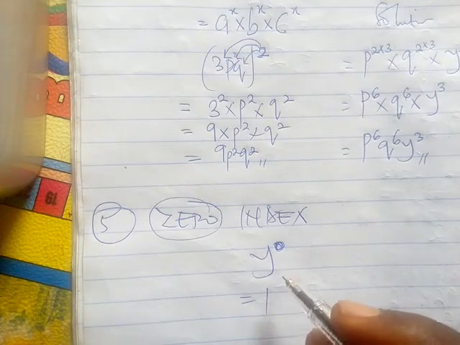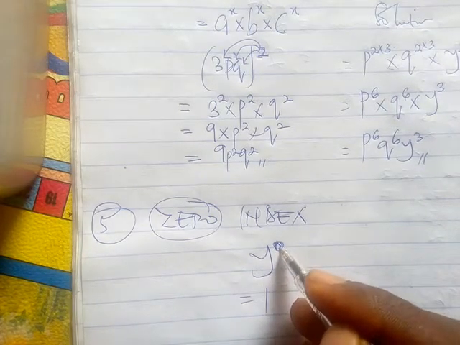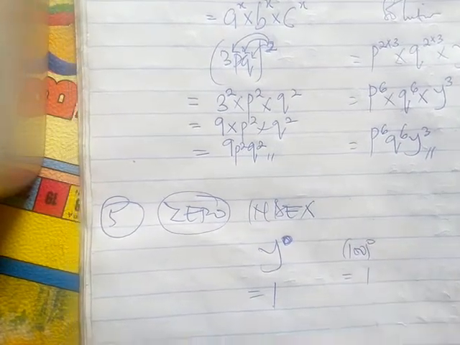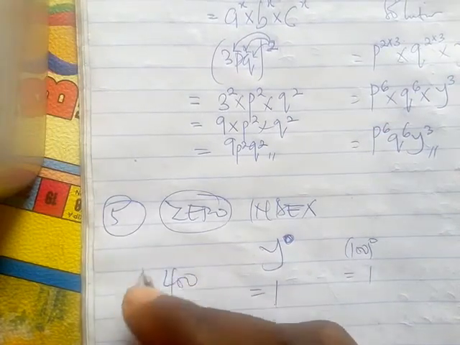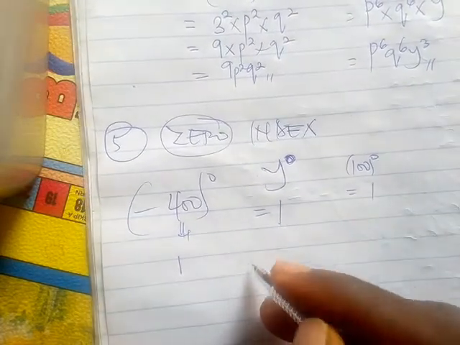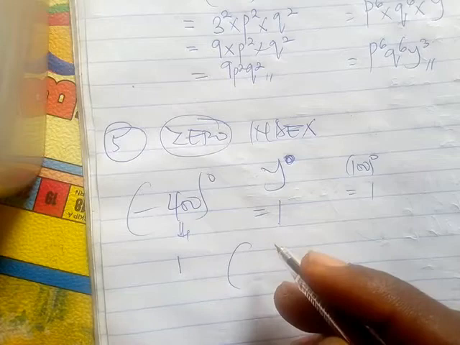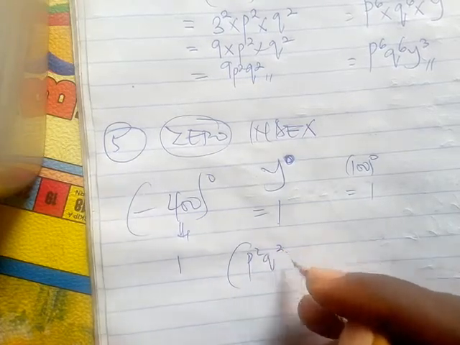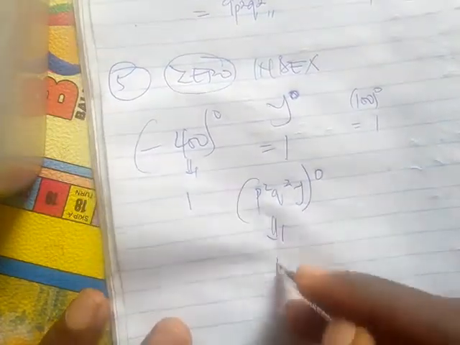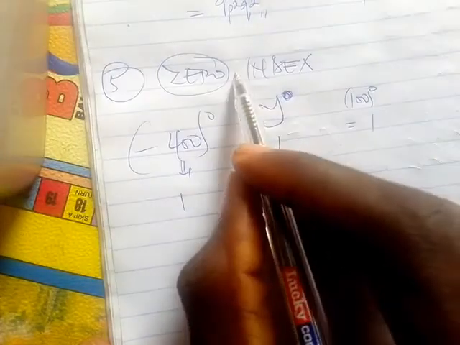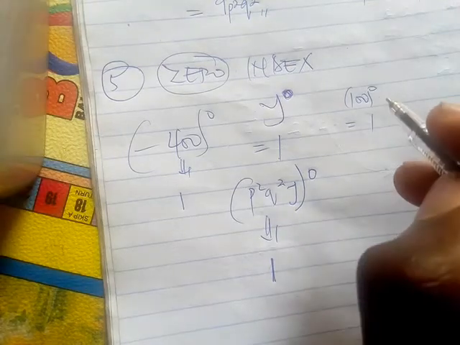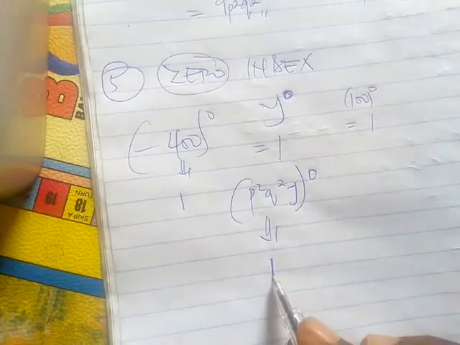So any number or variable raised to the power of 0 gives you 1. 100 raised to power 0 gives you 1. Minus 400 raised to the power of 0 gives you 1. Whichever number, if you have everything in a parenthesis, let's say p square, q square, y, then everything raised to the power of 0, everything still gives you 1. That is it about zero index. So don't forget that anything raised to power of 0, whether negative or positive, gives you 1.